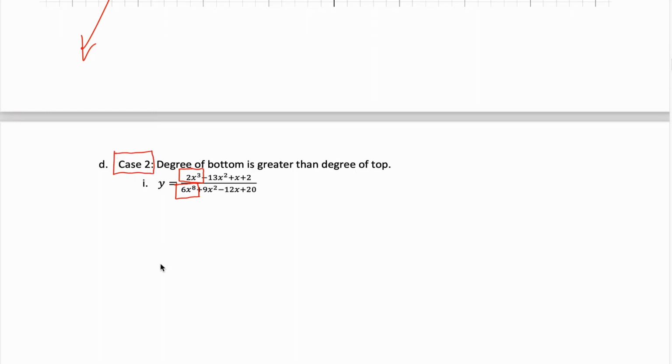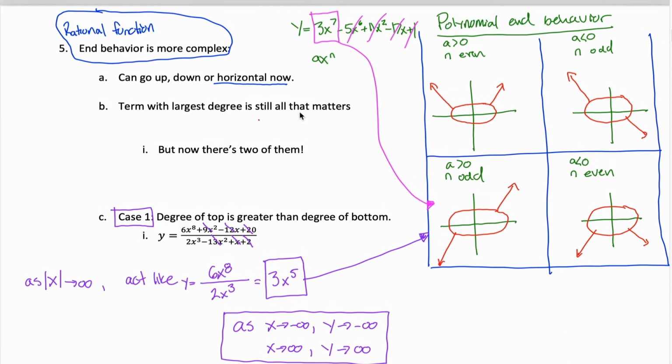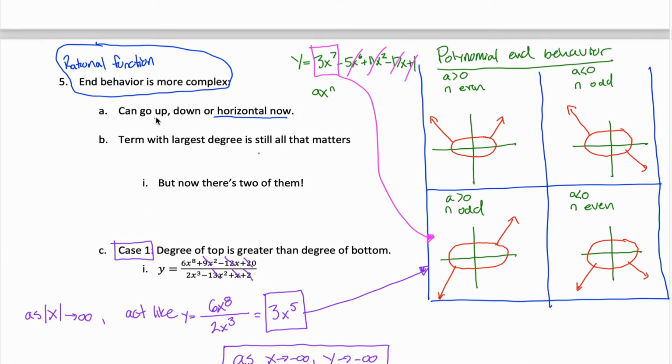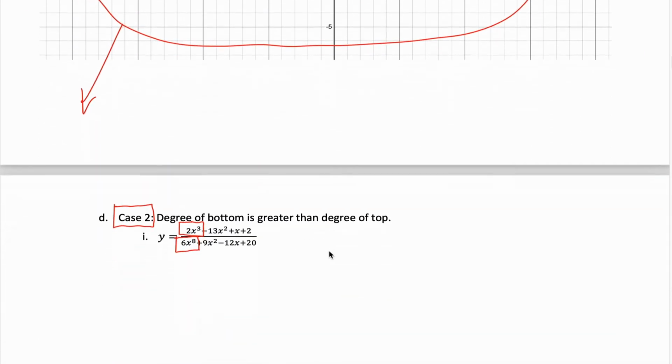How do you deal with case 2? I got great news for you. There's not 4 different options. There's only one option. Your end behavior will always be the same when you're in case 2. That's the good news. The bad news is it's new end behavior. Maybe you recall up here that I said that we can either go up, down, or horizontal. In case 2, we have this horizontal end behavior that I was talking about.